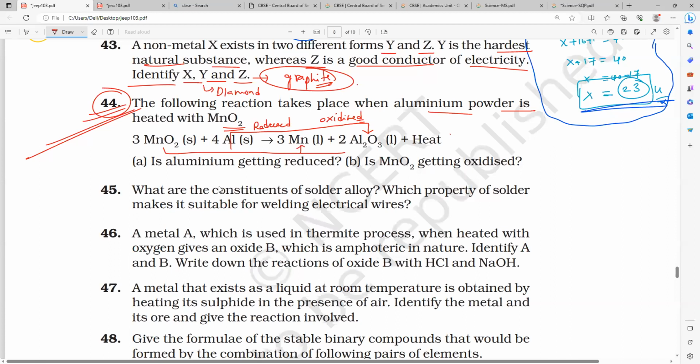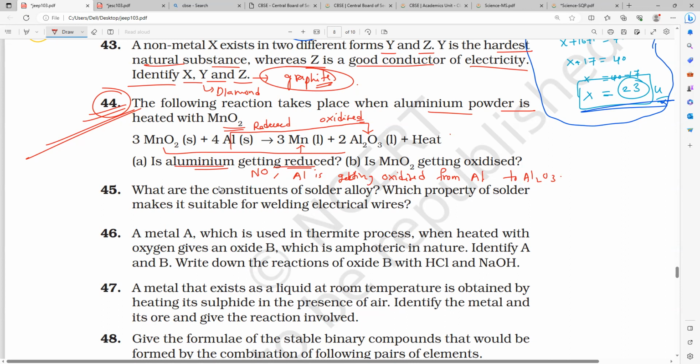Now, read the given question. Is aluminum getting reduced, everybody? No, because aluminum is getting oxidized. Oxidized to what, Mr. Omar? Oxidized from aluminum to aluminum oxide. Right, very perfectly. Aluminum to aluminum oxide. Clear, everybody? Understand, Mr. Rohit, Nimish, Arul?